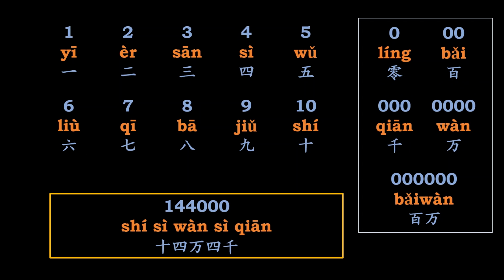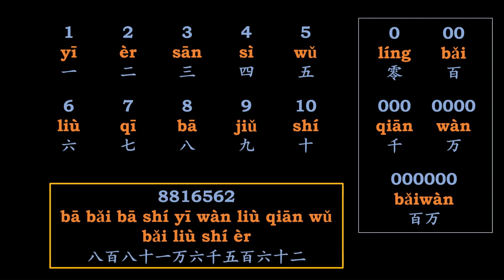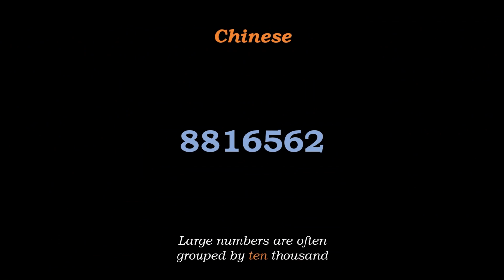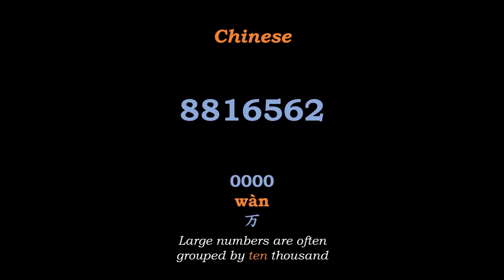Now let's take it up another notch. At the time of recording this video, the number of active Jehovah's Witnesses worldwide was 8,816,562. Now, the question is, how do we express this number in Chinese? Well, remember the rule. Large numbers are often grouped by 10,000, and the unit for 10,000 is 万. So how many 10,000s are in this number on the screen?